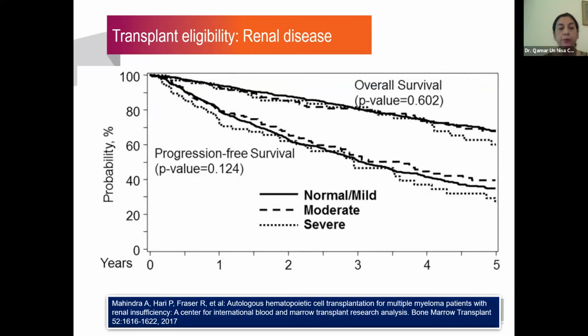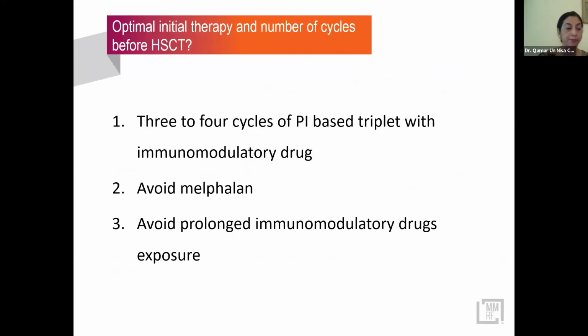So coming to the renal disease, and this very nice data sums it up. We have patients who may have mild, moderate or severe renal disease at the time of presentation, and once they're taken to transplant, we see by these very nice curves that there is no major difference between the three groups of patients in terms of overall survival or progression-free survival, although both of these did not reach statistical significance.